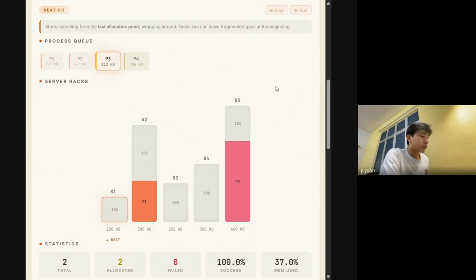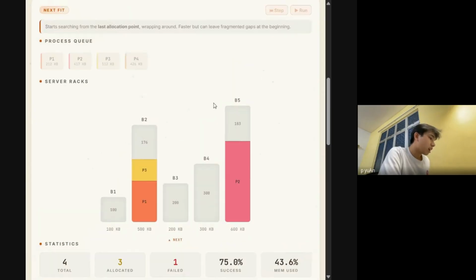The advantage of the NextFit allocation is that it does not waste time scanning from the very beginning every single time. But the disadvantage is it creates fragmented gaps at the beginning because the NextFit pointer keeps moving forward. It rarely goes back to the early server racks. Any small space that opens up is ignored, leading to resource fragmentation at the front.